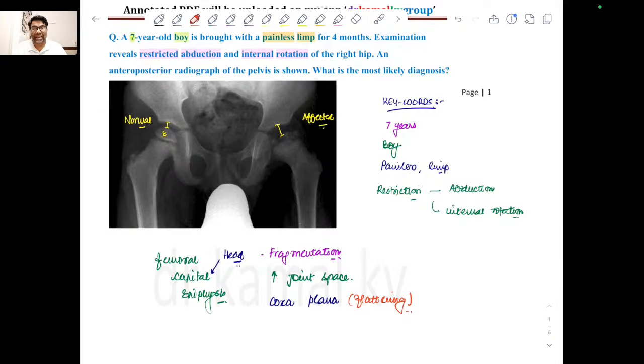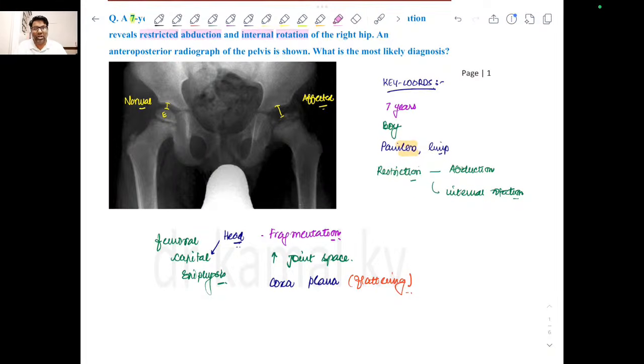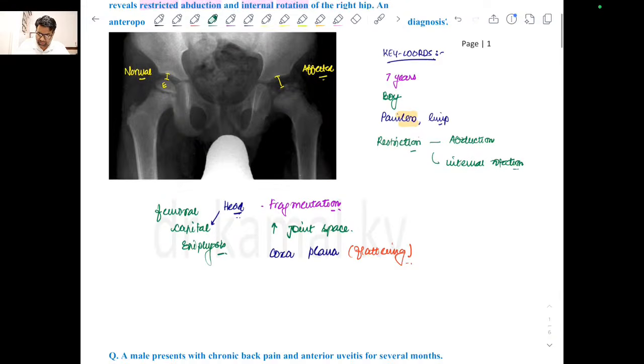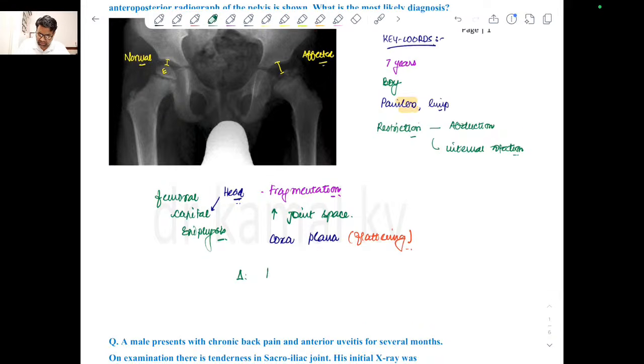The moment you see these three changes in any child less than 10 years of age presenting with a painless limp, and painless is very important here, again and again, painless limp, right? So a painless limp, less than 10 years of age, restriction of activities, and X-ray showing increased joint space, fragmentation of the femoral head epiphysis, and coxa plana. Straight away the diagnosis has to be Perthes disease, or Legg-Calvé-Perthes disease.